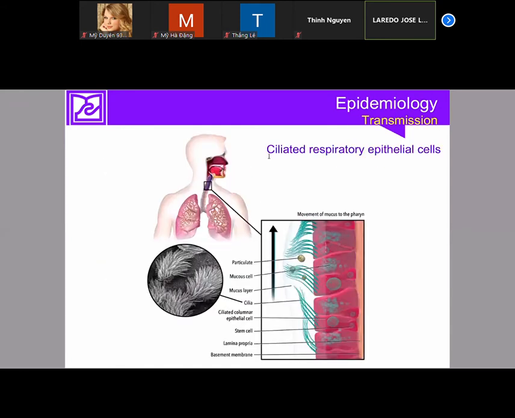Look, these ciliated respiratory epithelial cells are found in the whole respiratory tract, and the function of these cells, the function of this cilia, is to remove dust, to remove microorganisms with the movement of the cilia. That is the function. These are the cells infected and destroyed by influenza viruses. The infection by influenza viruses is lytic. So these cells are destroyed.